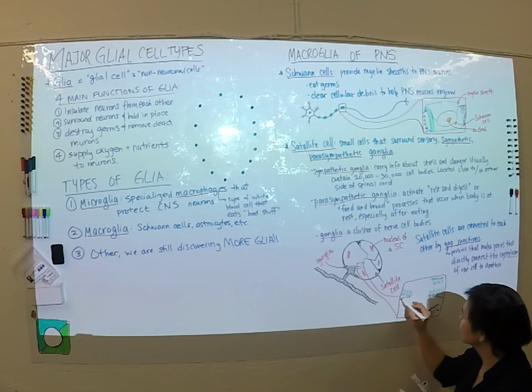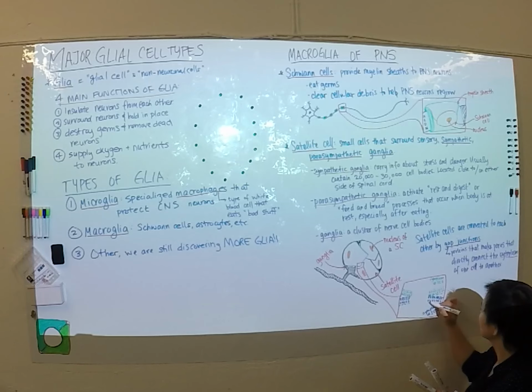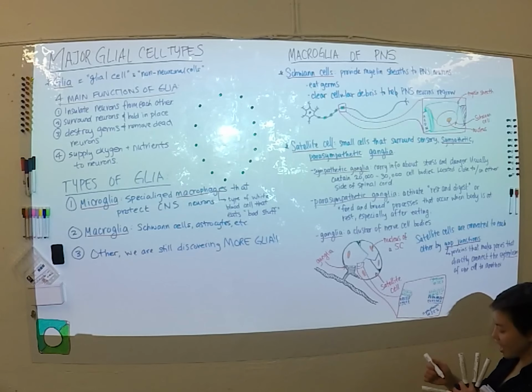So that's the cell membrane of our satellite cell number 1. Then we have the cell membrane of satellite cell number 2. Okay. And then head with tails. Okay, head with tails. Alright. Okay, and then connecting the two is our gap junction protein.